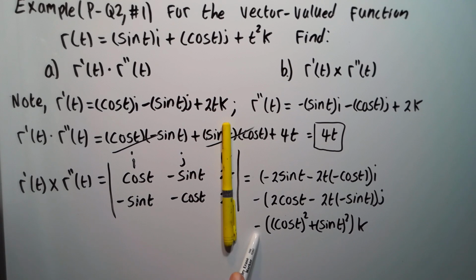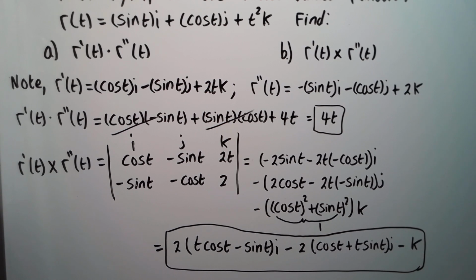I'm pulling the minus sign out in front here. Then the cosine squared plus sine squared is 1, so I can replace this with 1 here. So let me simplify everything now. Okay, simplifying, we get this.